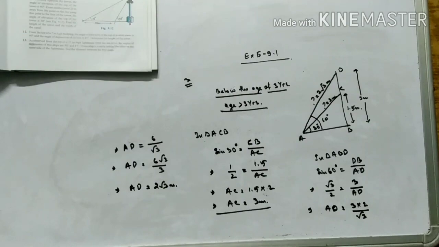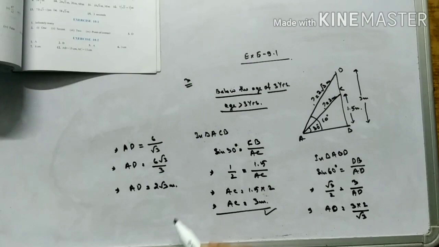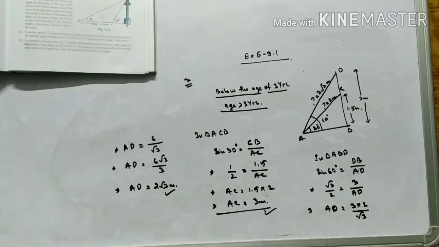Okay, let us check the back answer. Exercise 9.1, question number 3. 3 meter, it is correct there, and 2 root 3 meter, correct there. So now next I will go to question number 4.